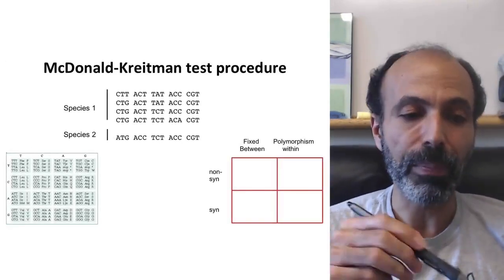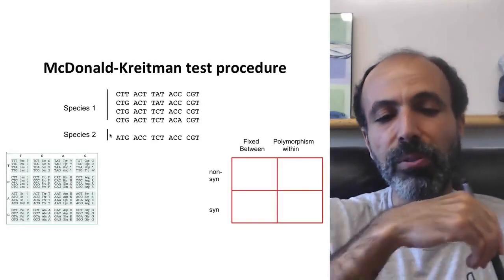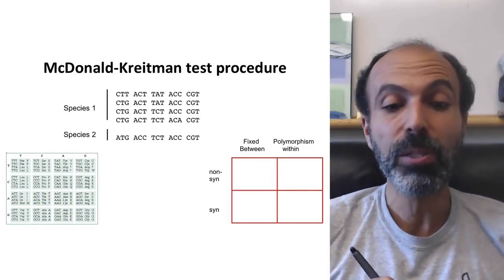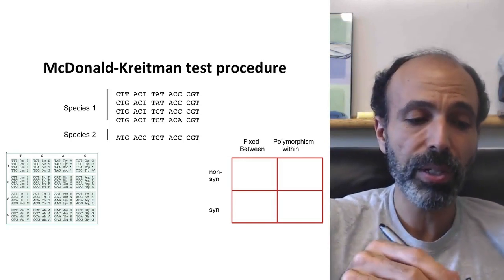So here we have an example. Let's say we have 4 individuals of species 1 and 1 individual of species 2. For the sake of argument, let's say species 1 are humans and species 2 are chimps. Now here's our codon table again.